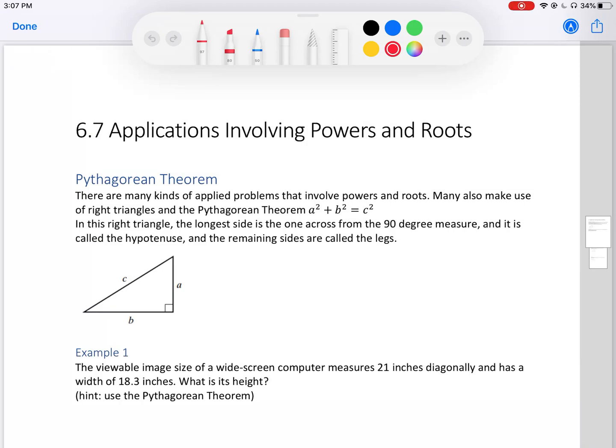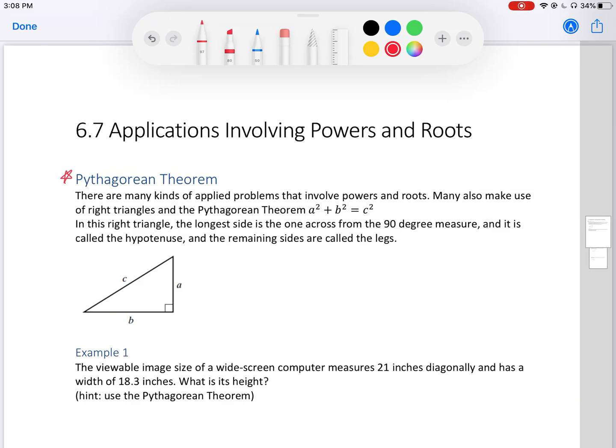Section 6.7 Applications involving powers and roots. Now, this section involves a lot of working with radicals to solve equations, and an equation it works with a lot is your Pythagorean theorem. There are many kinds of applied problems that involve powers and roots. Many also make use of right triangles and the Pythagorean theorem.